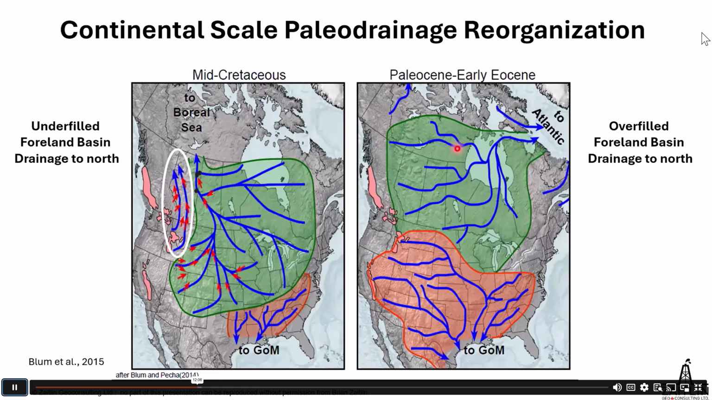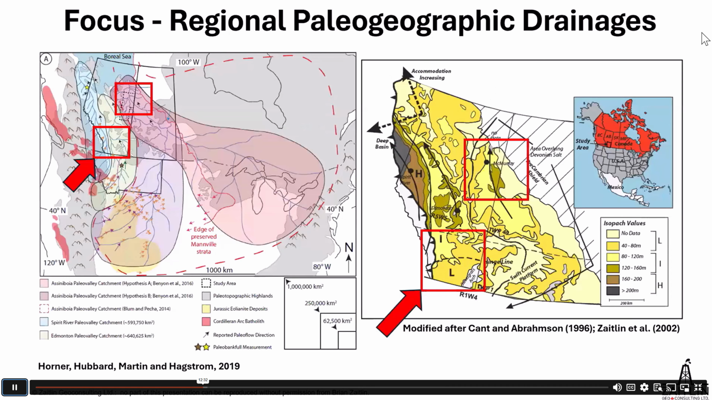By the time we get into the Eocene and the Paleocene, the craton is in an overfilled state. And instead of having drainages in this area going from south to north, we're now having drainages going from west to east. And so that idea of that big change in orientation of the paleo drainages comes together. Now, you can take that understanding and begin to do more detailed work on these types of units.